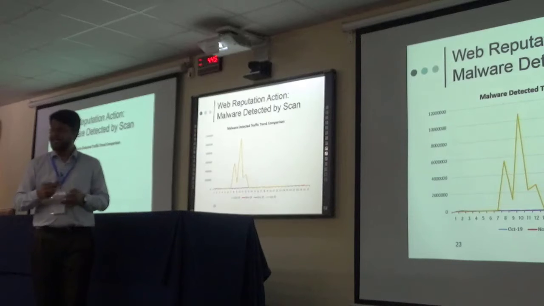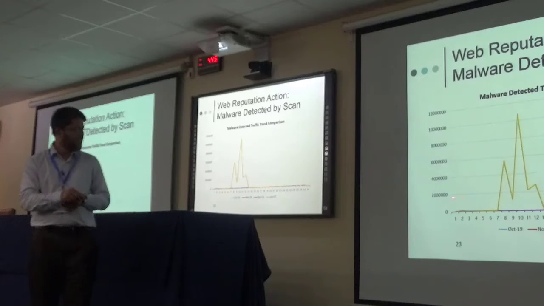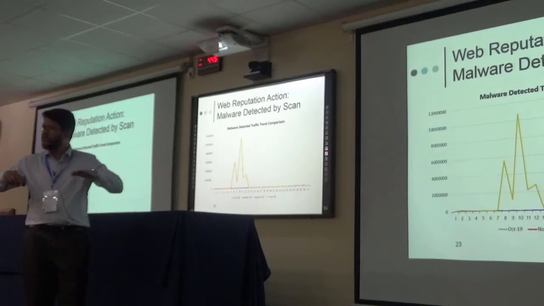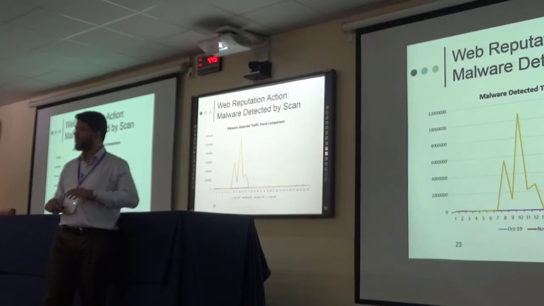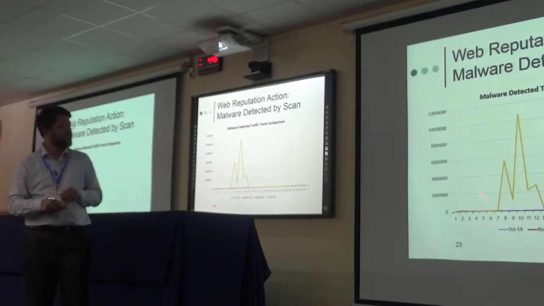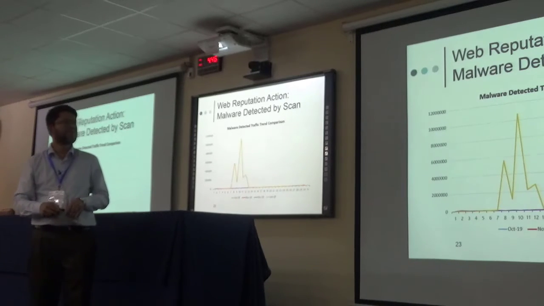In terms of malware detected, again we see in January we have a huge high compared to other days. In other days there are also attacks, but because this is too much, I think this is over 10 million. In other days we have very little, I think in the range of thousands of malware detected. But because in January you have too much volume, the others look very low.